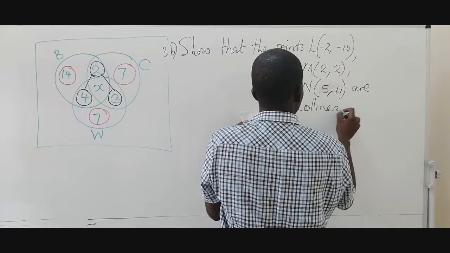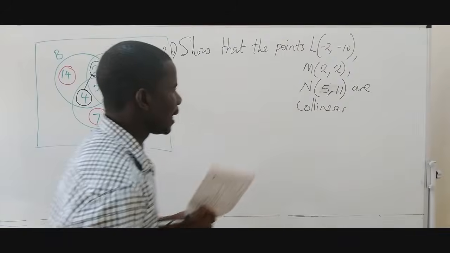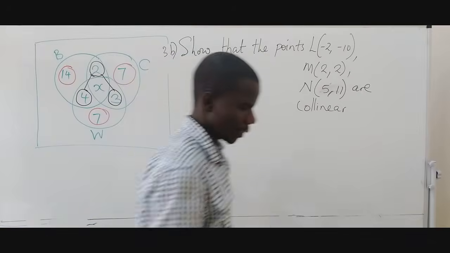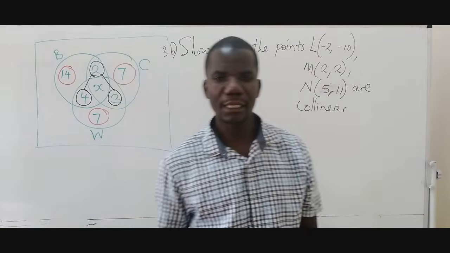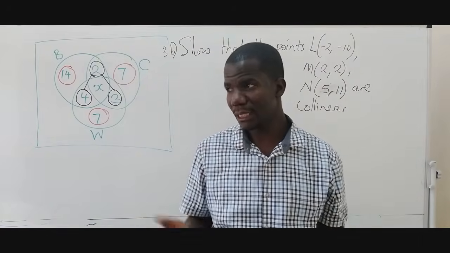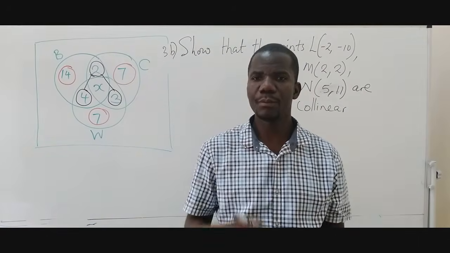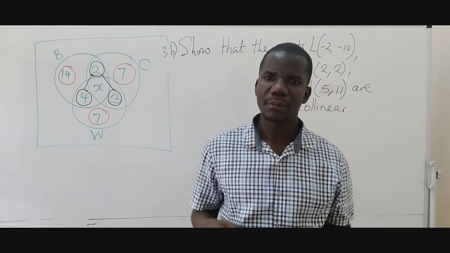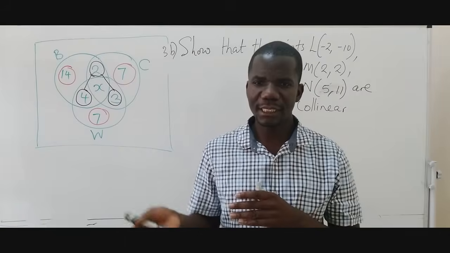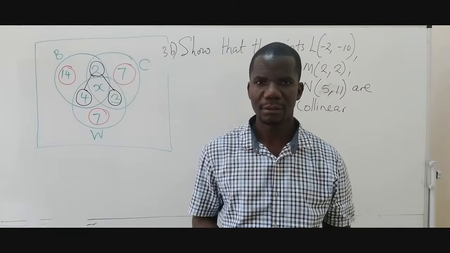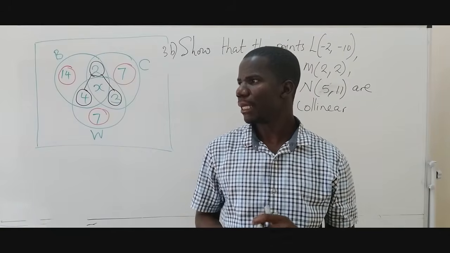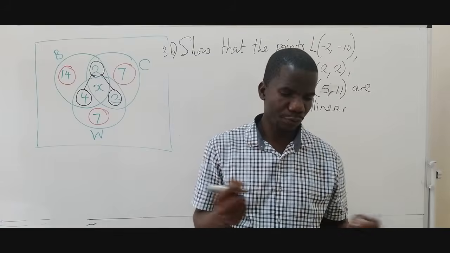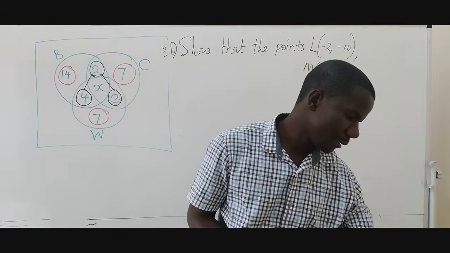Show that these points are collinear, meaning they are points that are lying on the same line. But one thing that I must emphasize here, there are two methods that we can use to demonstrate this, or there could be more, because collinearity is found in vectors as well as coordinate geometry. So we can even use coordinate geometry to prove this.